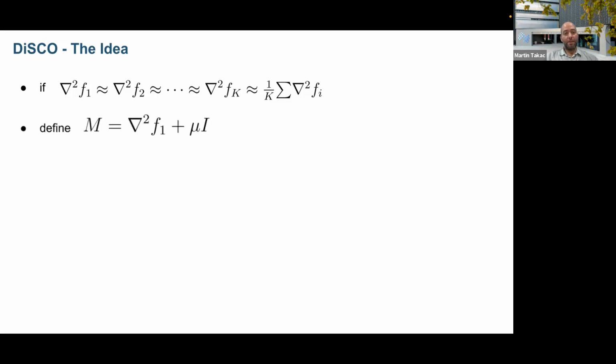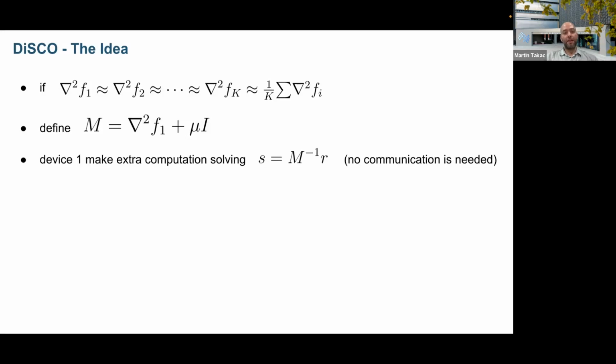If this is the case, basically what I can define this M, my local preconditioning, as the Hessian only on the first machine plus some kind of small regularization. And afterwards, what I will basically do in the CG step, I will just compute locally only on the first machine these updates. Again, I will do preconditioning only on one machine, maybe using my local data, which is pretty nice because you don't need to communicate anything.